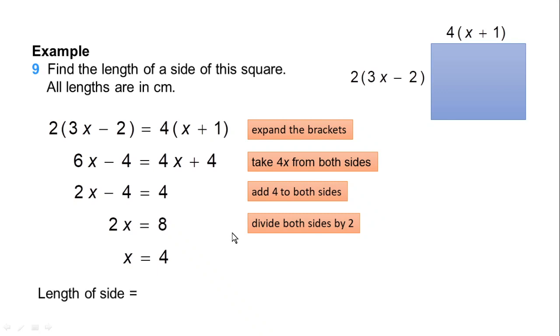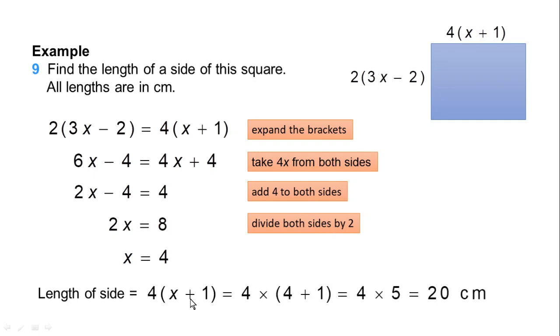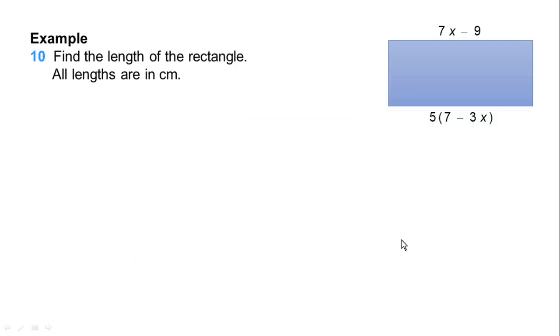Next, since we are looking for the length of the side of the square, since the x is 4, I can now substitute in any of these two, and I'll make x as 4. So the length of the side is 4 times the quantity of 4 plus 1. 4 plus 1 is 5, so it will become 4 times 5. So the length of the side is 20 centimeter.